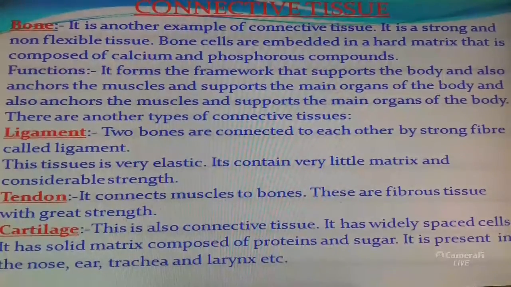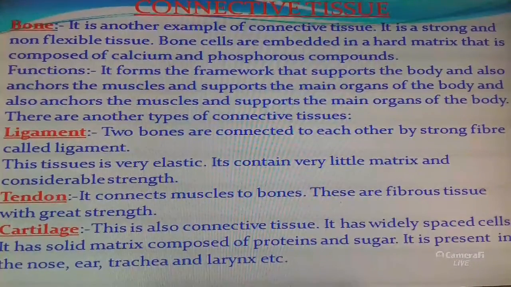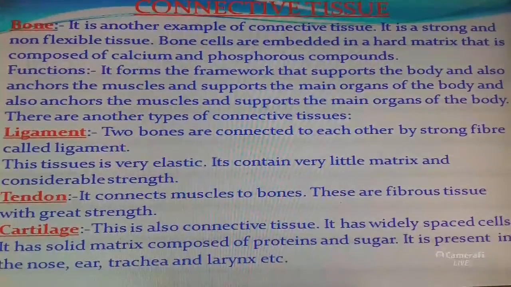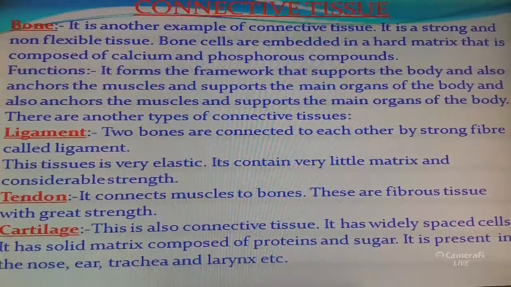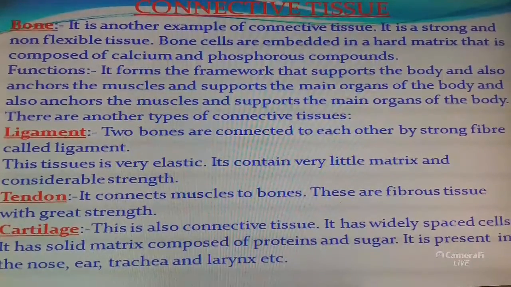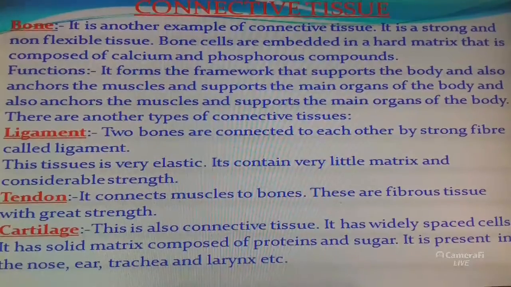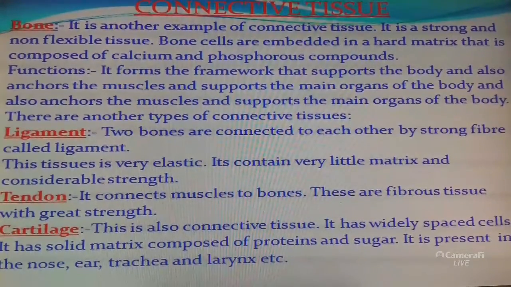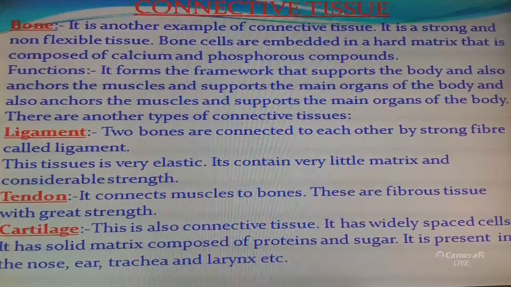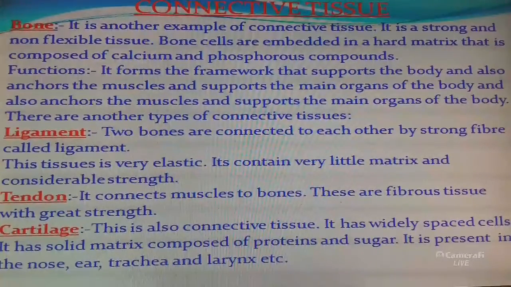There are two types of skeletal tissue: one is bone and another is cartilage. First of all is bone. The matrix of bone is dense and is formed of both organic matter as well as inorganic matter. Minerals provide hardness to the bone. That's why bone is the strongest and inflexible skeletal connective tissue.